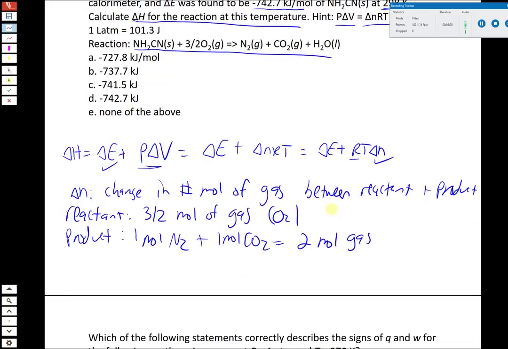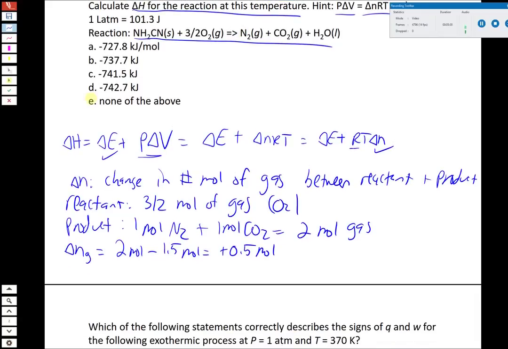So then the change in the number of moles of gas, delta N, sometimes we put a little g here to remind ourselves that it's gas, is going to be products minus reactants, so it's going to be 2 moles minus 1.5 or 3/2 moles, which is plus 0.5 moles. That means there's 0.5 more moles of gas on the product side than the reactant side. And whenever the number of moles of gas is changing, we expect there to be a non-trivial P delta V term. Okay?